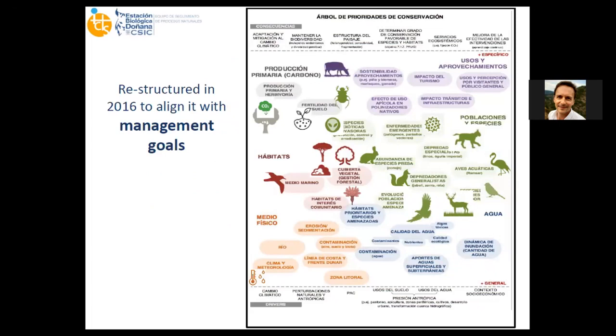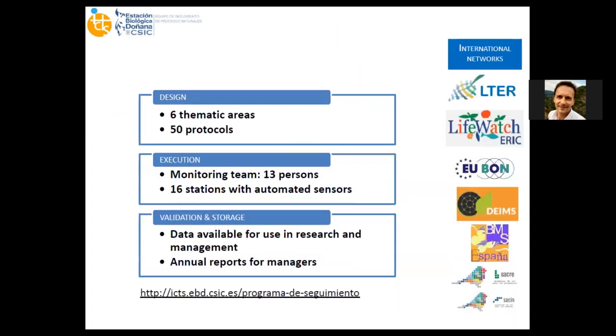This slide just wants to give the flavor of all the different things we measure, which go from many different species and habitat and biotic components to processes and abiotic components. Basically, within these 6 thematic areas, we have 50 different protocols. We have a monitoring team of 13 to 16 people and over 16 stations with automated sensors.